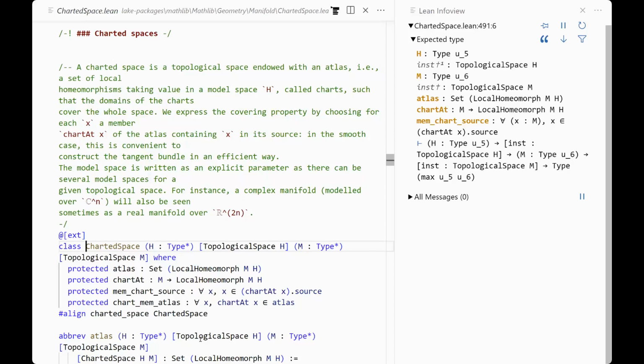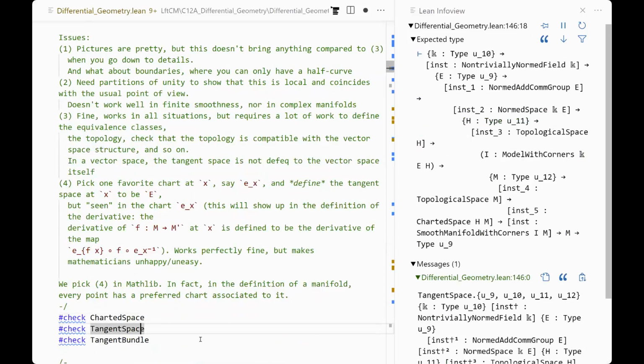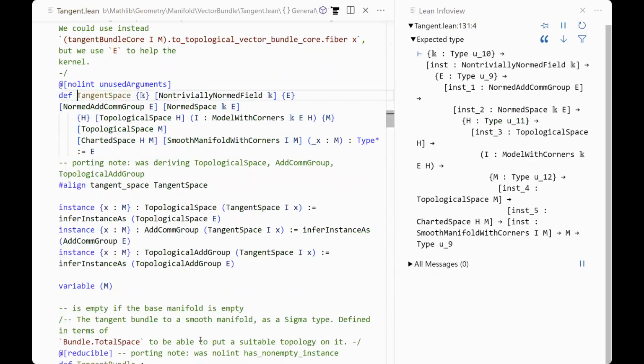So yeah, these designated charts are baked right into the definition. And then the definition of tangent space is really not very complicated. So we have this tangent space, and it takes this manifold, which is a smooth manifold with corners, and a point X in M. And the definition of tangent space, oh, it's just E.